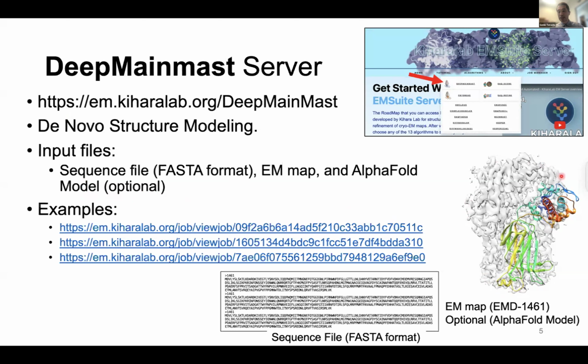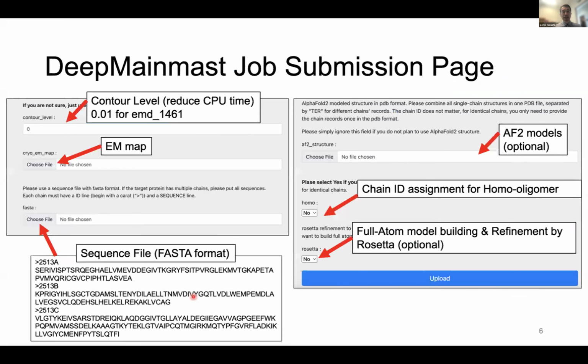This is an actual example of the input data. The EM map is EMD-1461. Then I use the AlphaFold models, but the domain orientation is slightly different and they cannot fit well to the density map, because AlphaFold 2 models have a different domain orientation. This target is a homotrimer, so the FASTA format sequence file has three sequences. These are the input data.